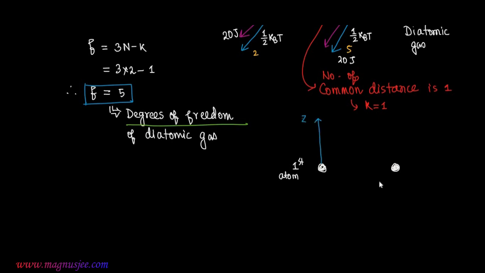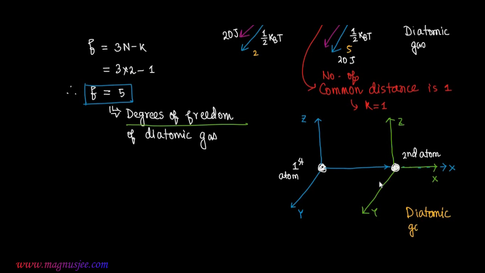Now we can consider a 3-dimensional axis with respect to the first atom. These are the 3 axes, that is Z1, Y1 and X1 axis. Similarly, with respect to the second atom, we can denote 3 axes, that is X, Y and Z axis.